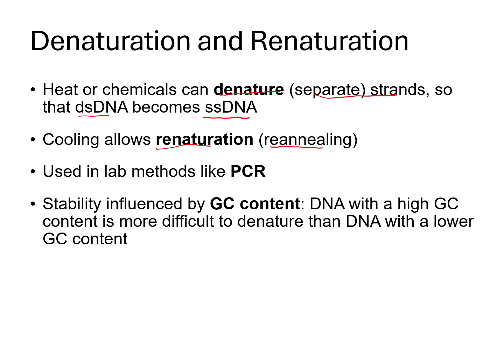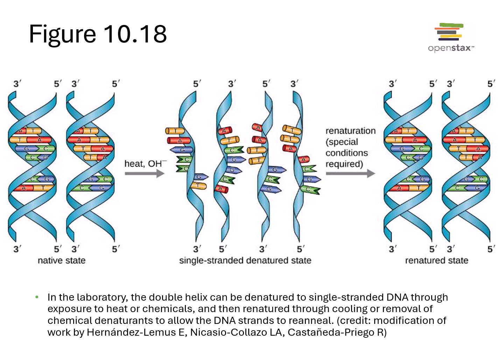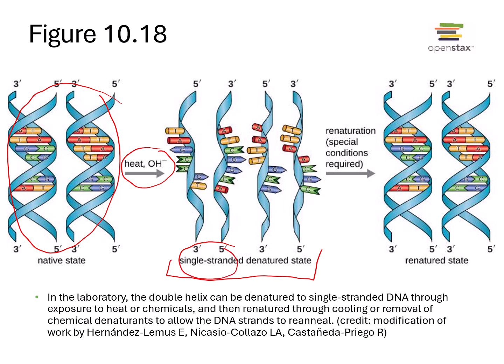These properties are exploited in lab techniques like PCR, polymerase chain reaction, that we're going to learn more about later. And because G's and C's pair with 3 hydrogen bonds instead of 2, DNA with higher GC content will require higher temperatures to denature. So here's another look at that. Here's normal DNA, and if you add heat or chemicals, you can actually denature DNA, forming single-stranded molecules. If you cool it down or get rid of those chemicals, DNA can renature, reform those hydrogen bonds.